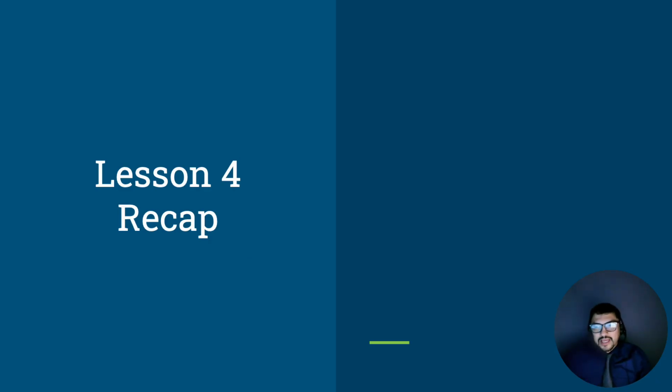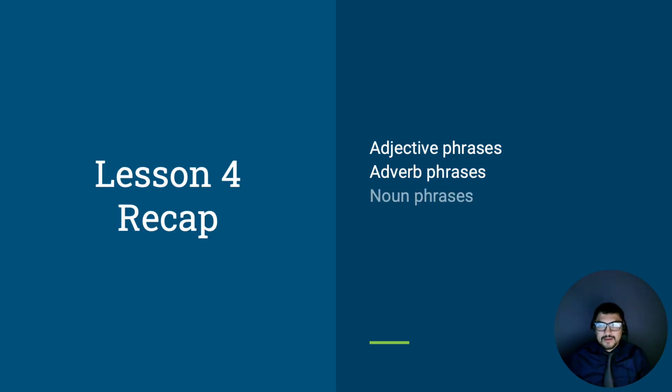Quick recap on lesson 4. In lesson 4 we spoke about our phrases, right? So we spoke about the adjective phrase, which is basically a combination of an adjective and an adverb, usually an adverb of degree. We also spoke about adverb phrases, which are perhaps the trickiest ones, and these can be a combination of adverbs and adjectives. But we're going to see all the phrases in detail in further lessons.